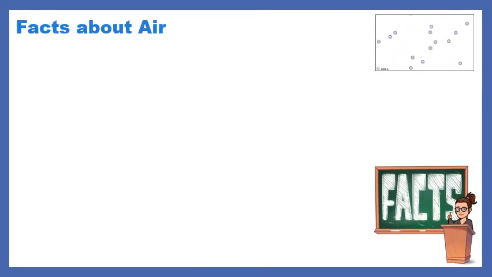I'm going to give you some cold, hard facts about air. Please remember air is a gas, as you can see in the right-hand GIF on the screen. The particles are not really together. They're super random. They're bouncing all over the place. This is what atoms of a gas look like, and air is a gas.